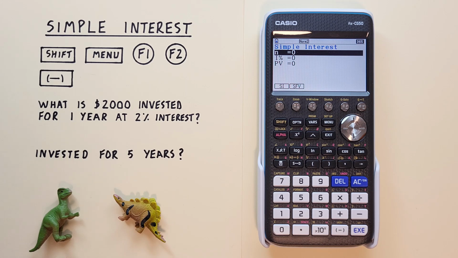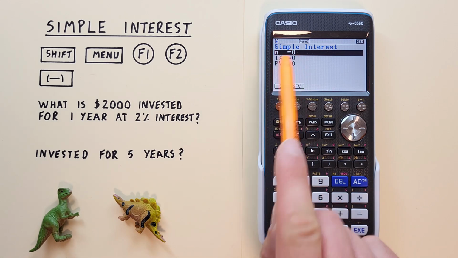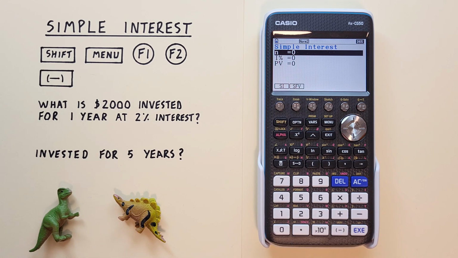All right, let's get started. For our example, what is $2,000 invested for 1 year at 2% interest? First, we have N. For simple interest, N equals days. So since we're going 1 year, we'll go 365, hit the exe. Our interest is 2%, so I equals 2.